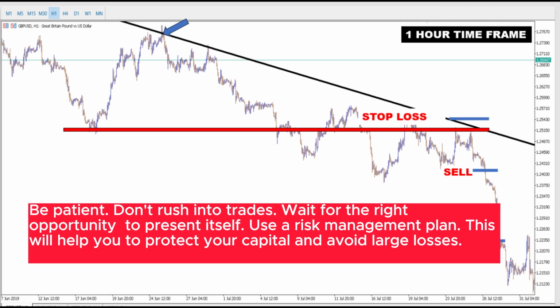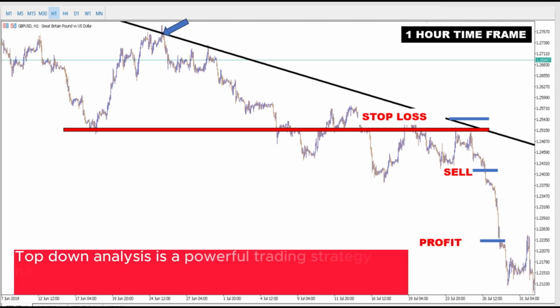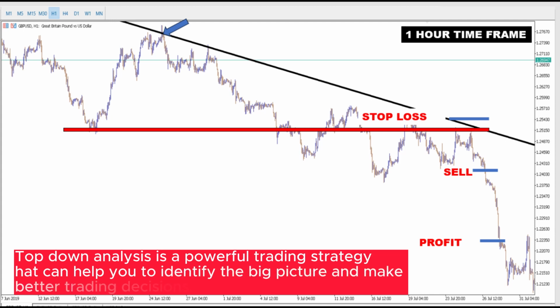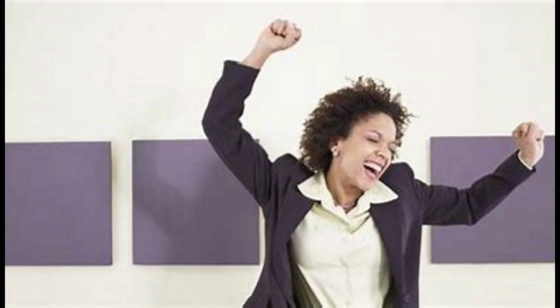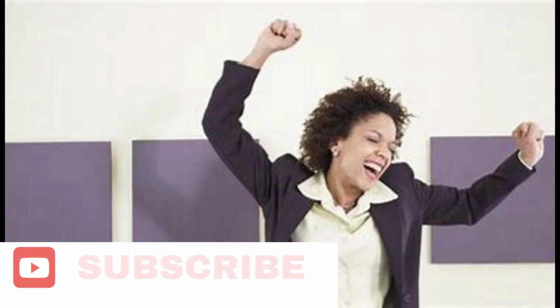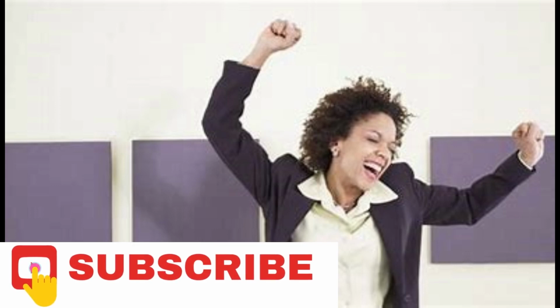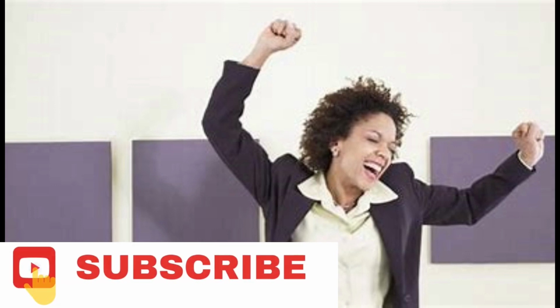Conclusion. Top-down analysis is a powerful trading strategy that can help you to identify the big picture and make better trading decisions. However, it is important to remember that no single trading strategy is perfect. You should use a combination of strategies and tools to increase your chances of success.